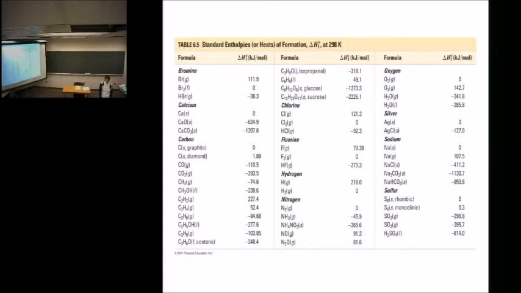Now we're also going to talk about another thing, and that's called formation. That's the enthalpy of formation.